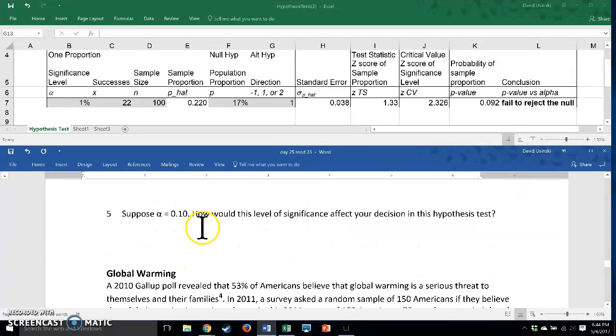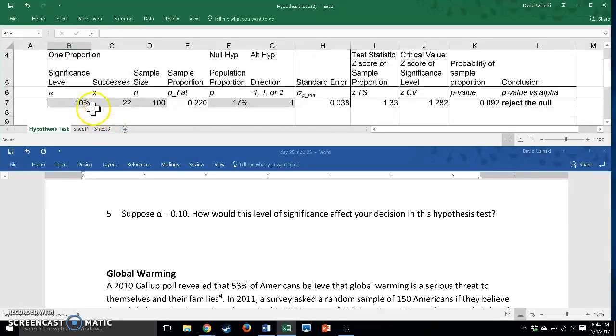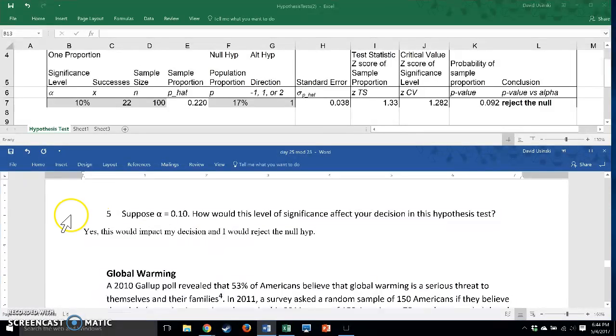Okay, so then question number 5 just says, suppose that the level was now 10%. Would this level of significance affect your decision? Well, that's a pretty high level of significance. And if I just change that to 10% right here, you can see that does actually impact my question. So, yes, this would impact my decision, and I would reject the null hypothesis.